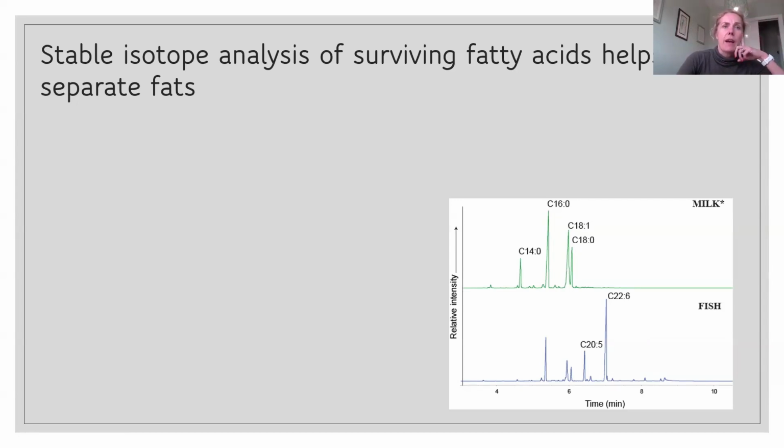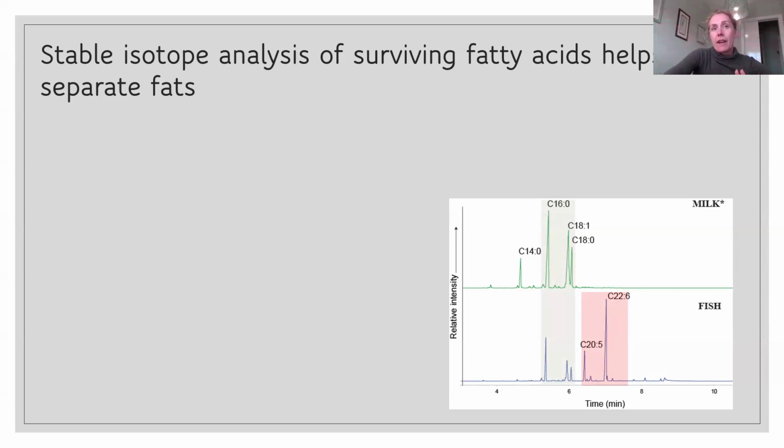These are also present in the fish fat, but what's really distinctive about the fish fat is that there are also long chain, so 20 and 22 carbon atoms in the chain, really highly unsaturated fatty acids with 5 or 6 double bonds in them. So if you were to look at the lipid composition of milk fat and fish fat, they're really, really clearly, nicely distinctive.